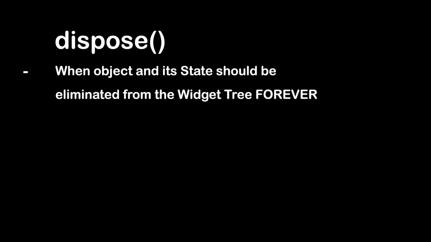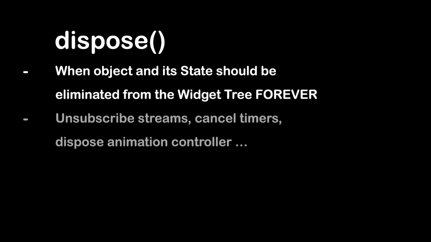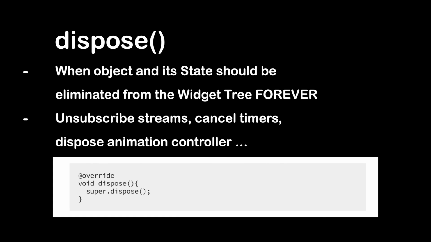Lastly, dispose. This strategy is essentially something contrary to the init state method and is likewise important. It is considered when the object and its state should be eliminated from the widget tree forever and won't ever assemble again. Here you can unsubscribe streams, cancel timers, dispose animation controller, close documents, and so on.